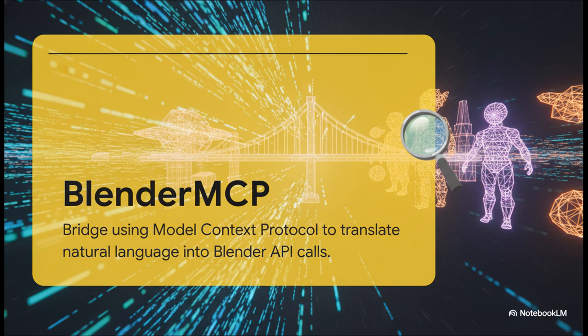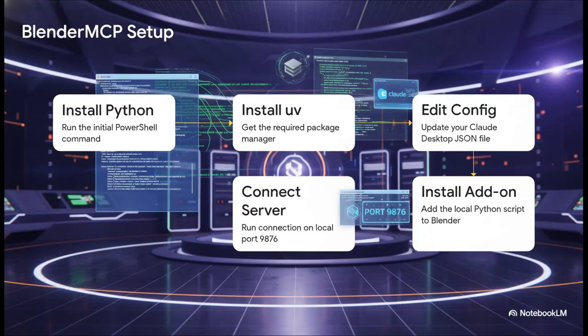MCP stands for Model Context Protocol. Essentially, it's a local translator. It acts as a bridge running directly on your machine that takes your plain English prompts, translates that intent into specific Blender API calls, and then shoots them over a local network socket to execute immediately in Blender. And honestly, setting this up is incredibly practical. As documented by community creators, it's just a few quick steps.